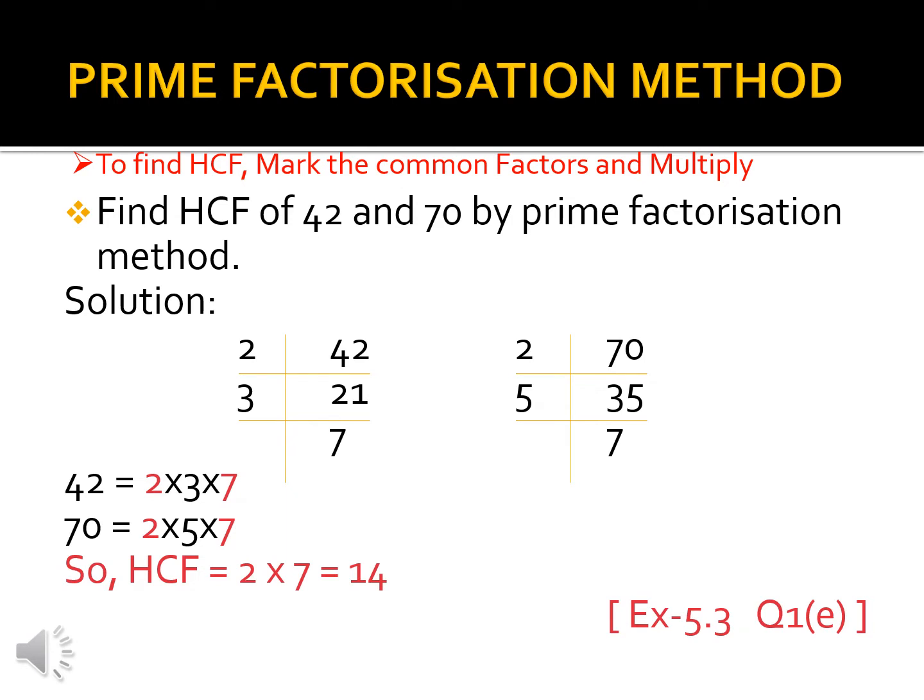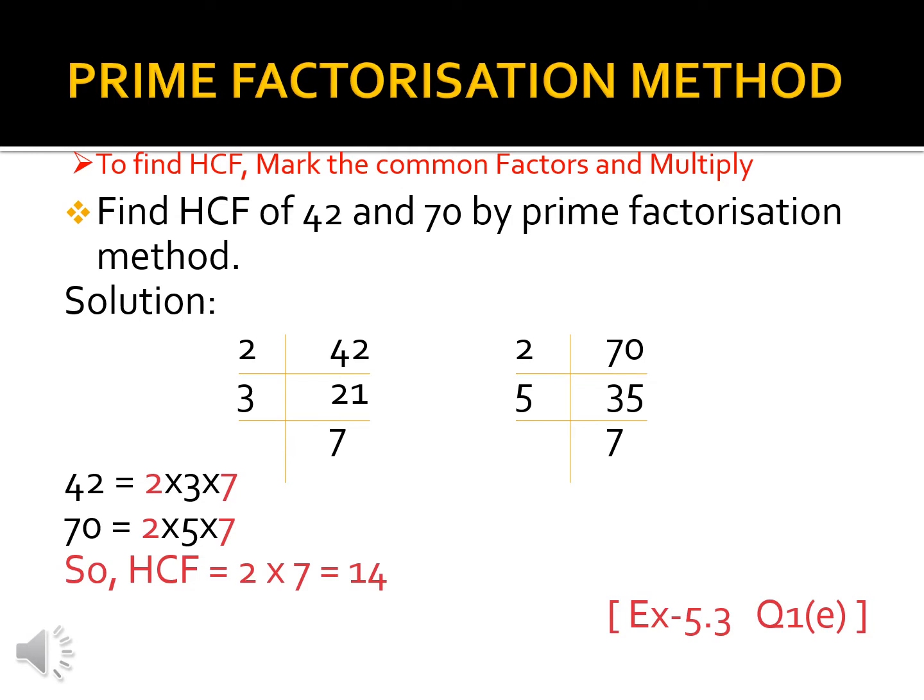The very first line that we discussed is: to find the HCF, we mark the common factors and multiply. So we have marked the common factors with a different color, or you can put a circle over them, and now we have to multiply. So HCF is 2 multiplied by 7, which is 14. So HCF of 42 and 70 is 14.